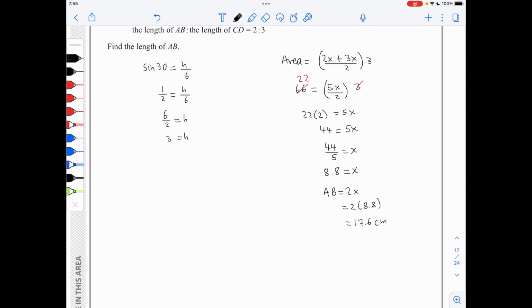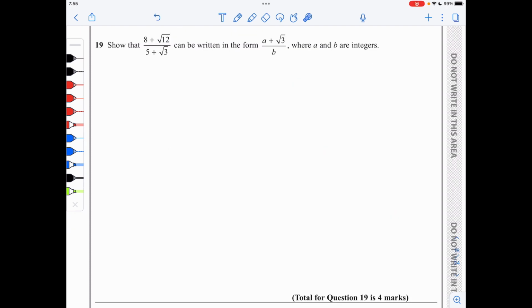It is worth noting here that if you ended up with non-decimals as your final answer, so if you gave your answer as an improper fraction, then you would have been penalized with a mark. 19, we need to show that 8 plus root 12 over 5 plus root 3 can be written in this form here. So we're pretty much asked to rationalize the denominator.